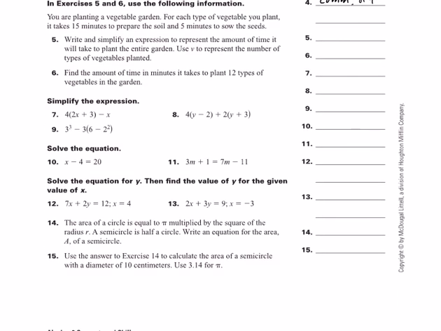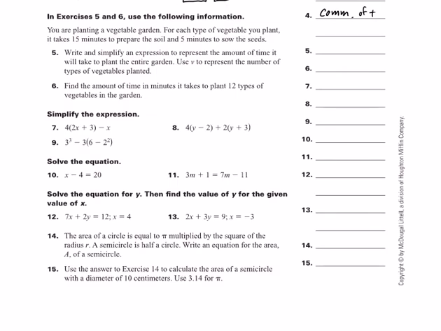Okay, number 5, you are planting a vegetable garden. For each type of vegetable you plant, it takes 15 minutes to prepare the soil and 5 minutes to sow the seeds. So that's one time 15 minutes of preparation and then 5 minutes for each seed. So write and simplify an expression to represent the amount of time t. Use V to represent the number of vegetables. Well, 5 minutes times the number of vegetables plus 15 minutes. There we go. The expression would technically not have time t.